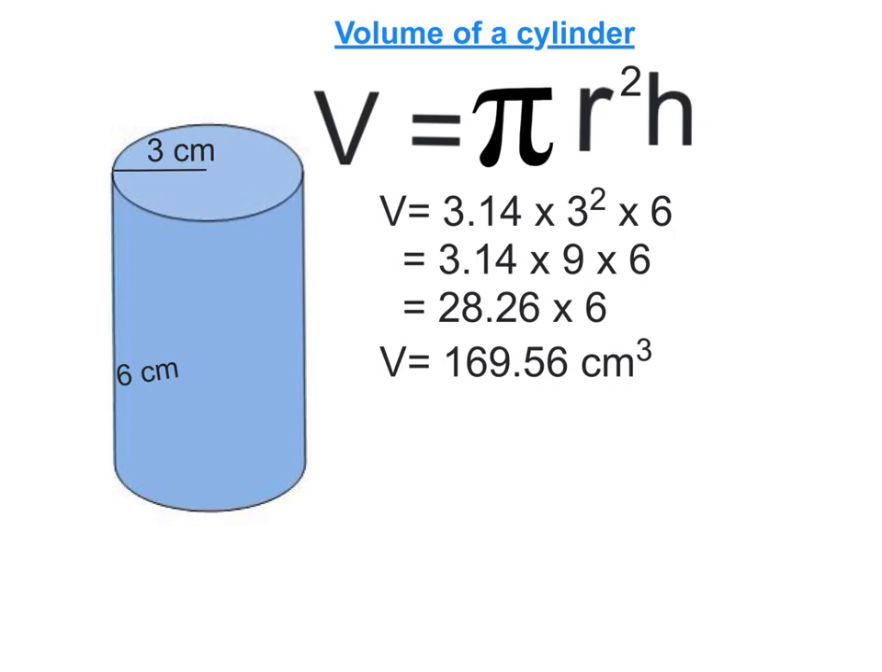What would the capacity of this cylinder be? If you guessed that the capacity would be 169.56 milliliters, you were correct.